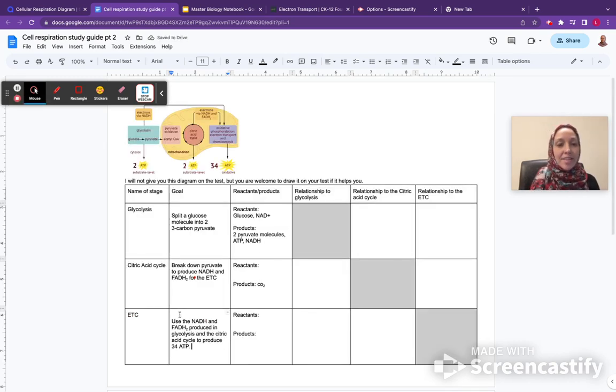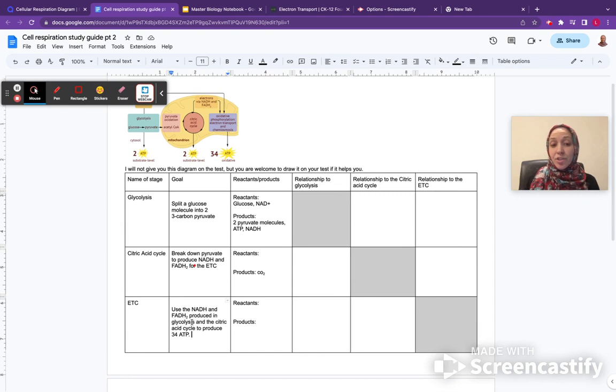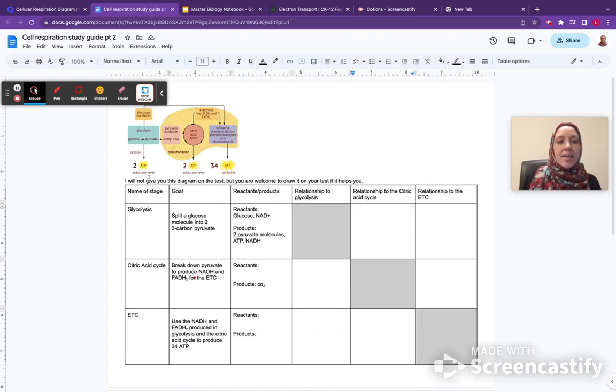So here we have it. Use NADH and FADH2 produced in glycolysis and the citric acid cycle to produce 34 ATP. Let's go through our relationships here. Glycolysis, how is it related to the citric acid cycle? How does the citric acid cycle rely on glycolysis? What does it use that glycolysis produces? The pyruvate. Glycolysis produces the pyruvate, and the citric acid cycle uses that pyruvate.